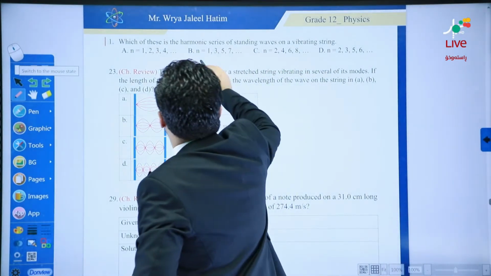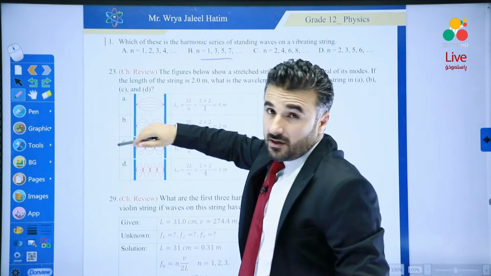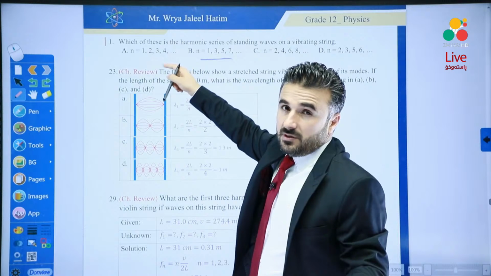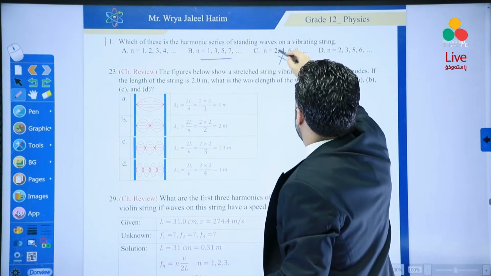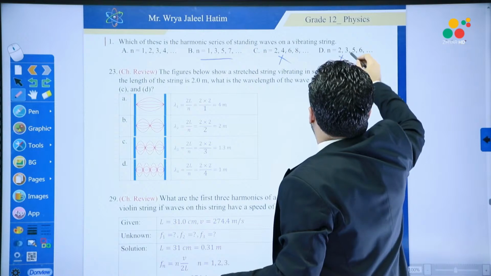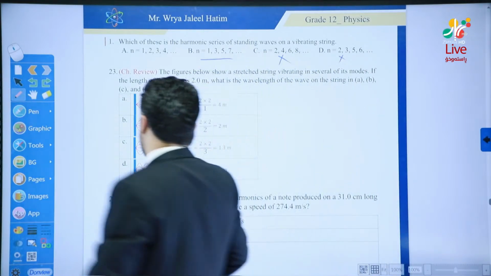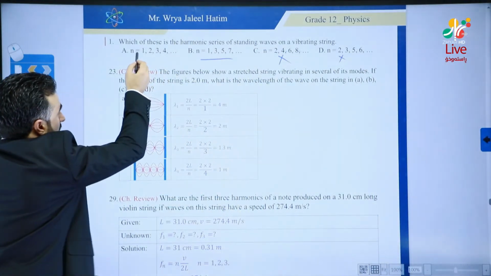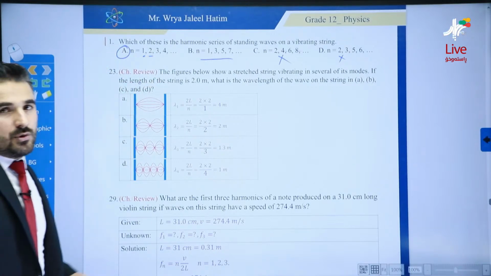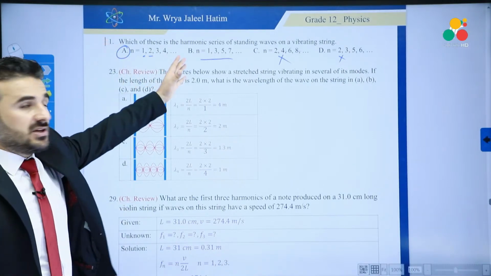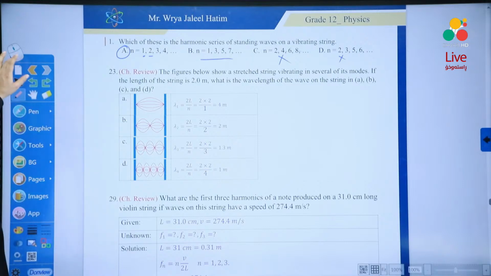So which one of these, later on you'll see, is going to be for a pipe that is open at one end here. This is incorrect because these are just even numbers, yeah? You can see here there is an irregular pattern. And about this one here, you can see we have odd and even numbers. Of course, this is the correct one for the series of standing waves, let's say.